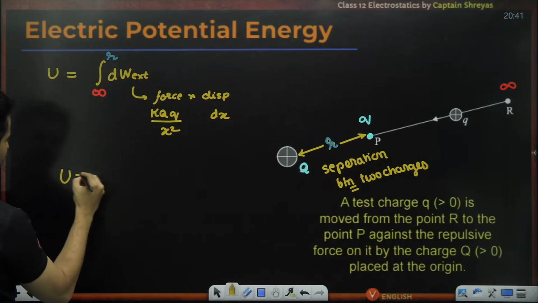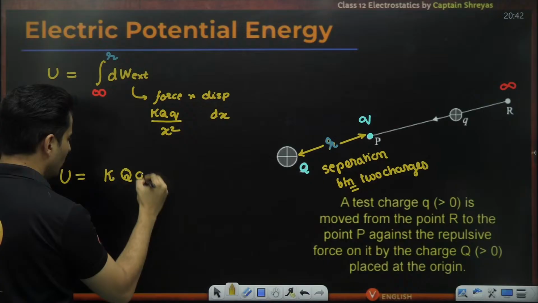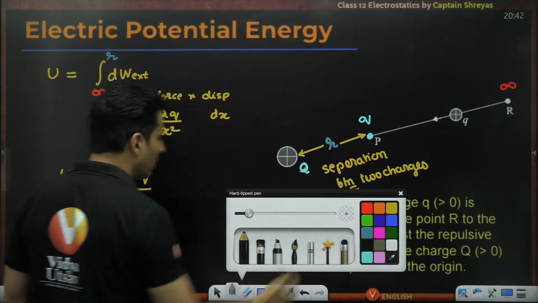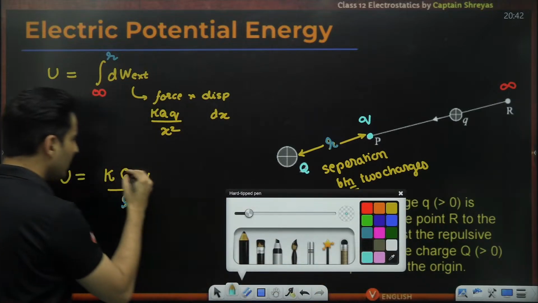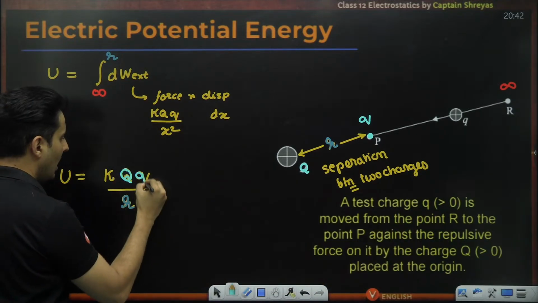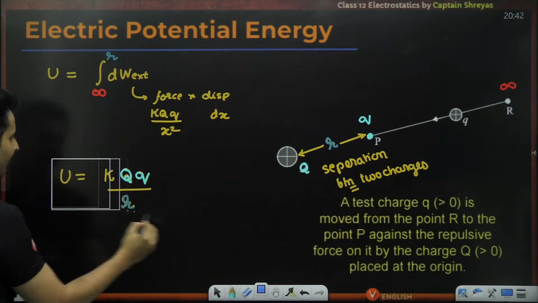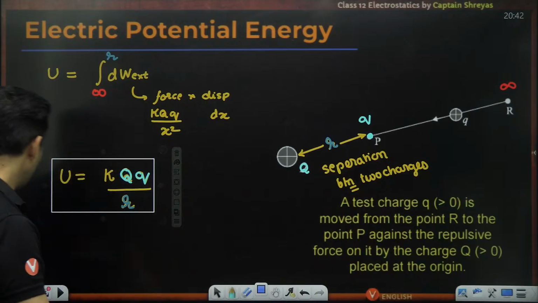So that potential energy comes out as K Q Q divided by just R, the separation between them. Q and Q are the charges, R is the separation between them. That comes out as the formula after integration. Okay, this is the formula after integration.